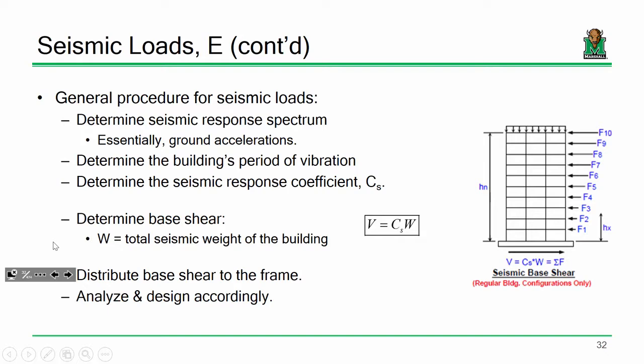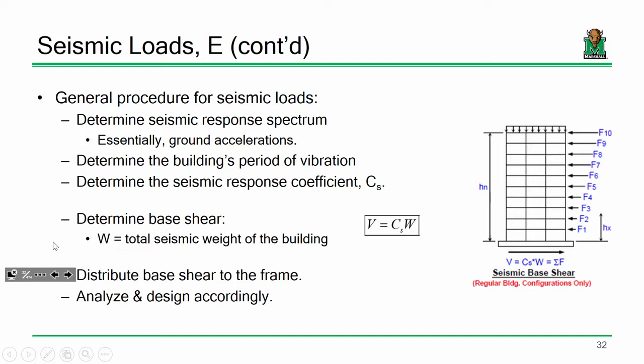So the first thing you have to determine is what's called the seismic response spectrum, and that's a really fancy term for just your ground accelerations, which is going to be a function of where you're at. You're going to have different ground accelerations in Huntington than you would in, say, Los Angeles. Los Angeles is going to have much larger ground accelerations just because it's a higher seismic zone. You're then going to have to determine the building's period of vibration, which we'll talk a little bit about next time, but basically it's how the building naturally wants to vibrate under a free vibration event.